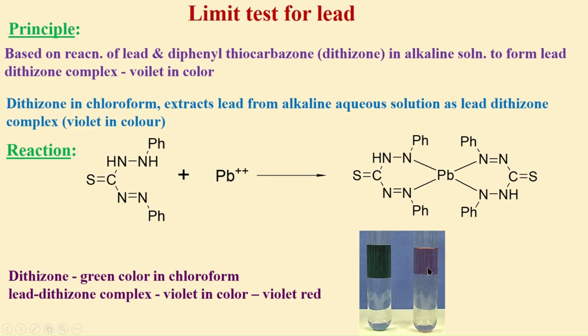This formation of the violet red color we compare with the coloration produced by using the standard solution of lead. If the coloration produced in the test solution is lesser than that of the standard solution, then it passes the limit test. Here we are utilizing the reaction of dithizone with lead present in the given substance as impurity to give lead dithizone complex, which gives a colored product. Let us look into the procedure that we adopt.